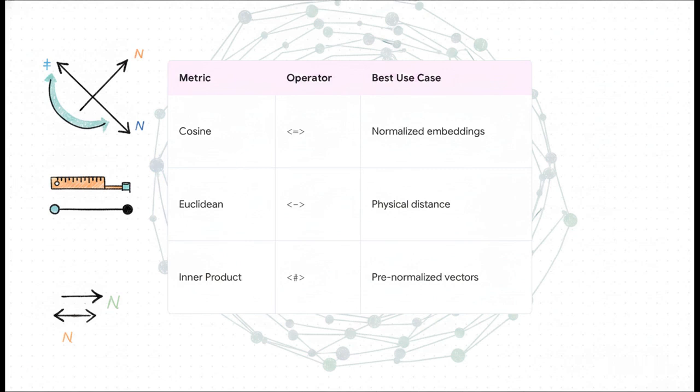The cosine distance, represented by the <=> operator, measures the angle between vectors, totally ignoring their magnitude. This is the absolute industry standard for modern text embeddings. Then you have L2 Euclidean distance, the <-> operator, which measures the straight line distance, ideal if physical magnitude actually matters in your specific dataset. Finally, the inner product, or <#> operator, which is computationally cheaper and functionally equivalent to cosine, but only if your vectors are already perfectly normalized.